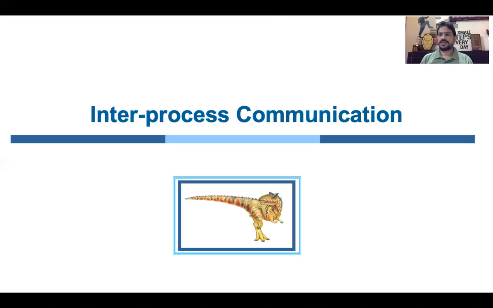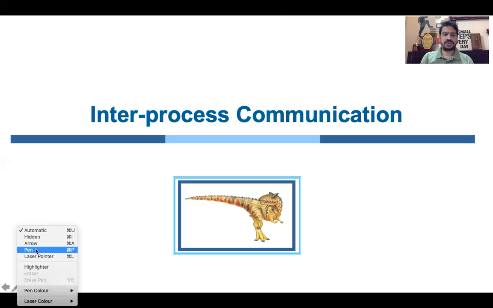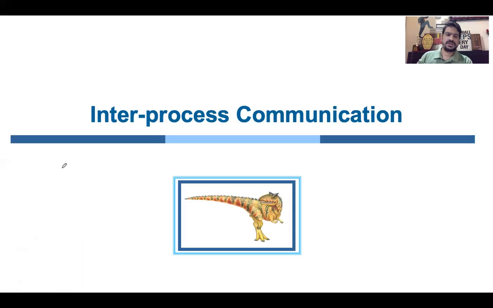Now let's talk about inter-process communication. The meaning of inter-process communication is, if we have two or more processes, how are they communicating with each other? So we have a process P1 and a process P2, and let's say these processes want to communicate with each other. How is it possible? What are the different ways that one process can communicate with another process? Communication means, let's say P1 is sending some data and P2 is receiving that data, or P2 is sending some data and P1 is receiving it.